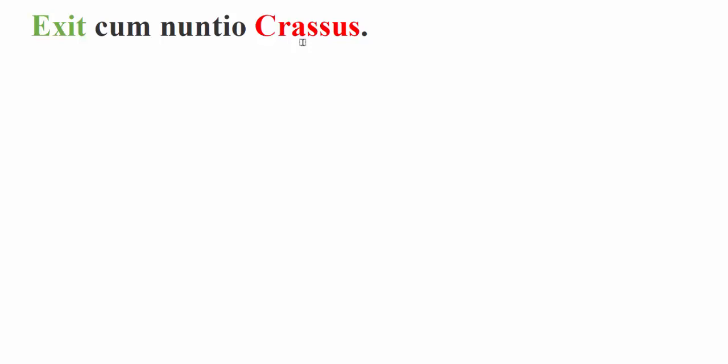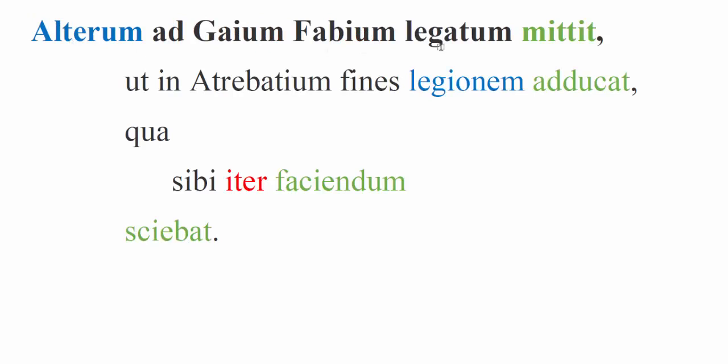Things don't get much simpler than this, do they? Crassus departed with the message. The idea here, of course, is that Crassus departed as soon as he received the message, is understood. All right, continuing on. Caesar is still the subject here. Now we go back. Crassus has done his business. He's left. He's departed. We return, just in the way that we understand things, to Caesar being the subject.